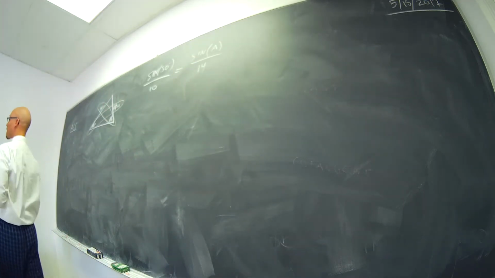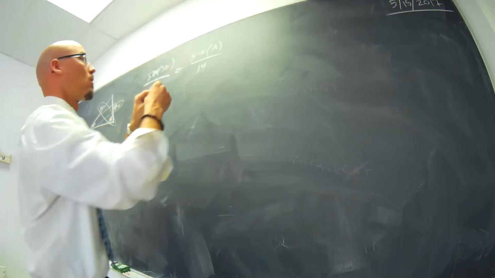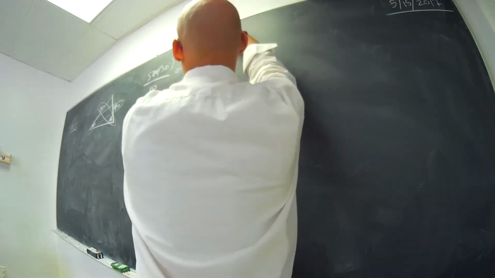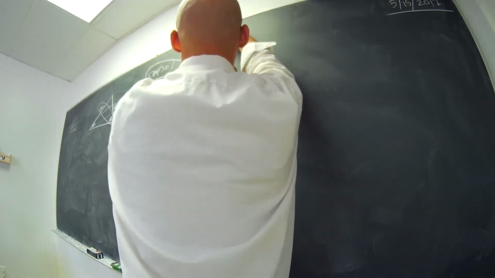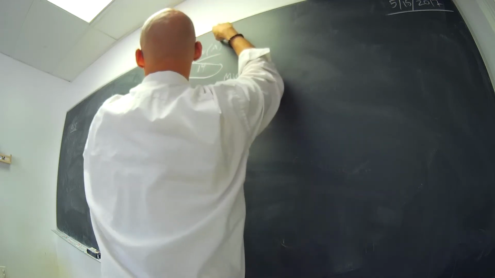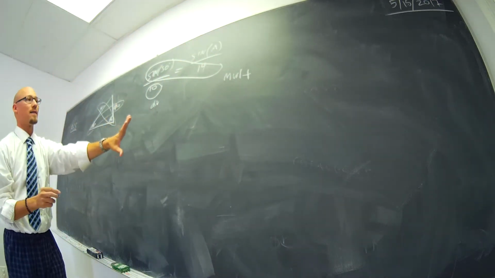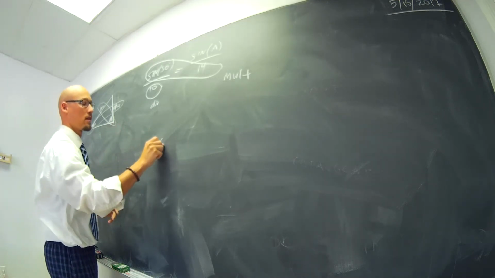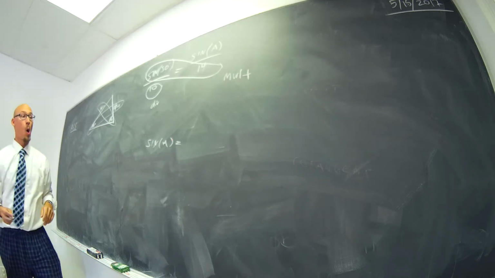Okay, so we want to solve for this guy. So we can do diagonal multiplication and divide by 10, and leftover division. Then once you have that, you have to do an inverse sine. Yeah, so you'll get that, and that'll be equal to the sine of A. So do it.